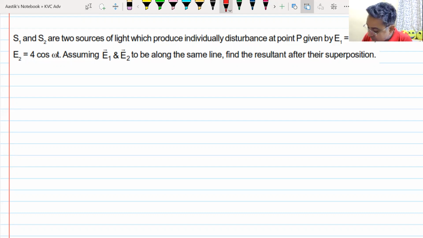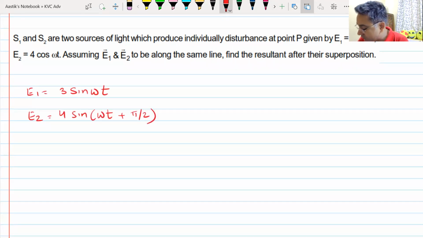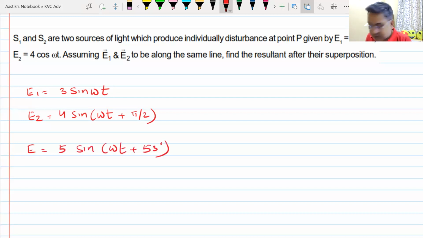Very good. So the first wave E1 can be written as 3 sin omega t. The second wave E2 can be written as 4 times sin (omega t plus pi by 2). Yes or no? Yes, sir. So the resultant wave E can be written as under root of A1 square plus A2 square. It will be 5. And then you find out the angle. It is going to come as 53 degrees. Yes or no? So you can write like this. Well done.